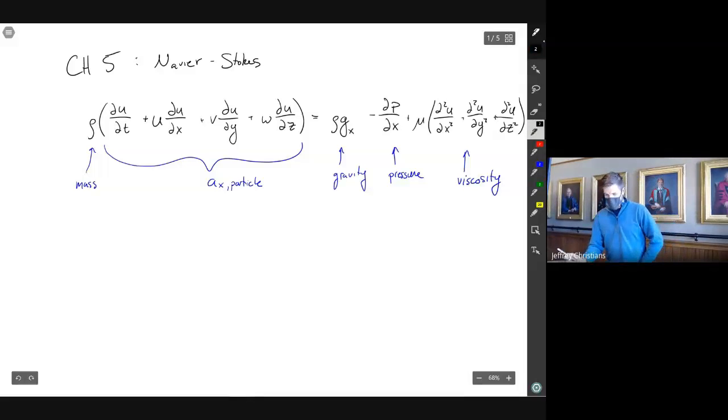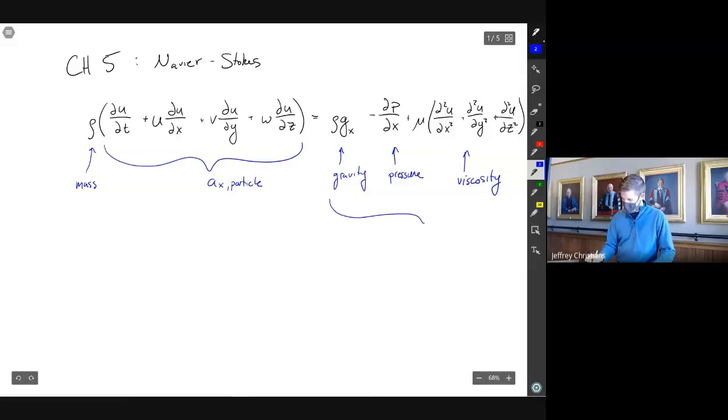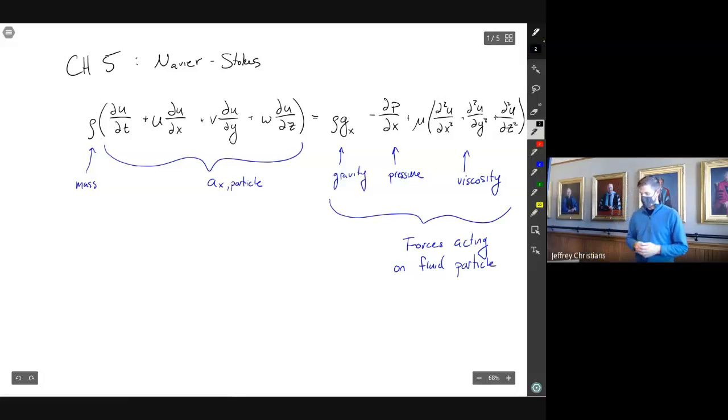So we derived this equation in a fair bit of detail. This is just the x direction, right? So we'd have a y direction and a z direction. That would be able to cover F equals ma, right? This is forces acting on our little fluid particle. This is F equals ma for our little fluid particle moving in some sort of velocity field.